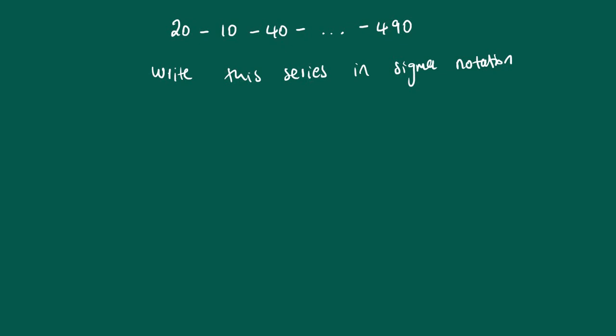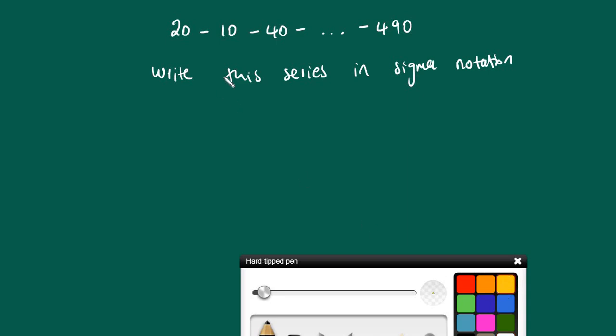I'm going to give you at least 4 minutes to do that, and then we can look at it. So for us to write the following in sigma notation, we need to find the last term. We need to find its position. But for us to do that, remember we need to identify what type of series we're working with.